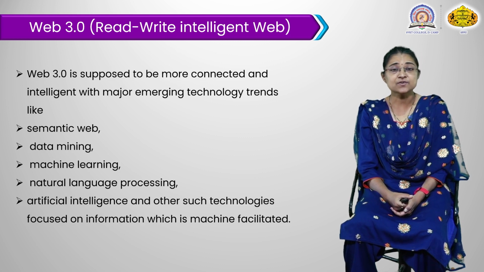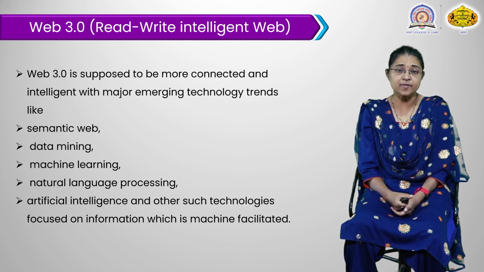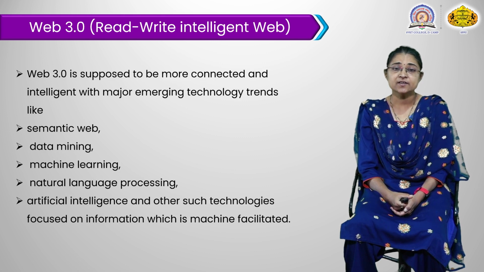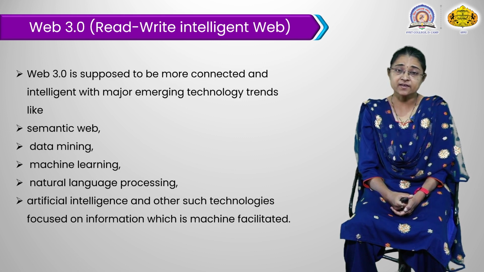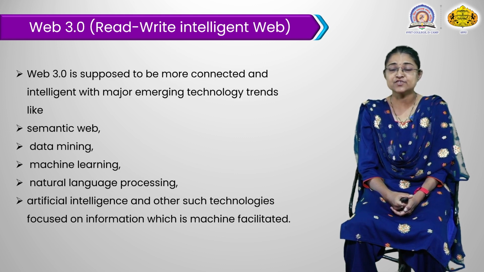Web 3.0 is also known as the read-write intelligent web. Web 3.0 is supposed to be more connected and intelligent with major emerging technology trends like semantic web, data mining, machine learning, natural language processing, artificial intelligence, and other such technologies focused on information which is machine facilitated. You might have heard many of the terms like data mining, machine learning, natural language processing, and most often artificial intelligence. So Web 3.0 basically revolves around the semantic web and artificial intelligence.